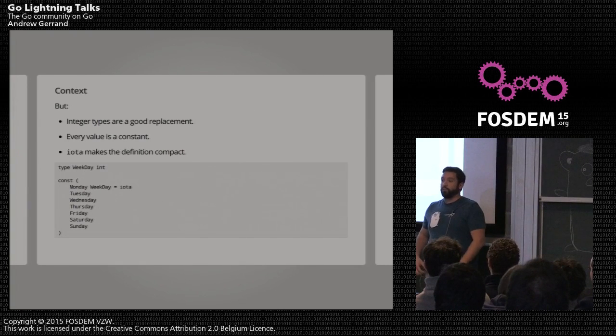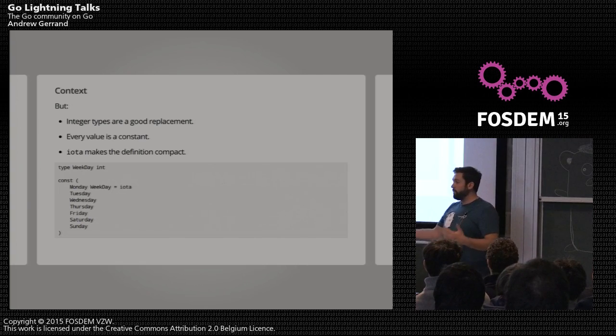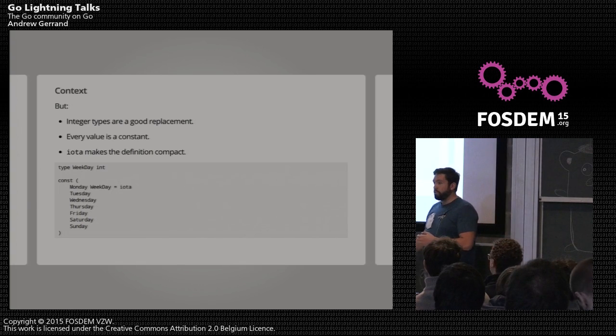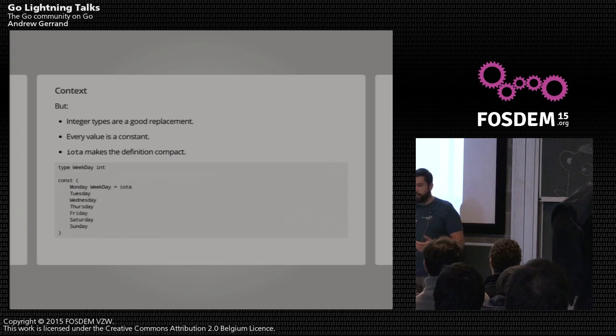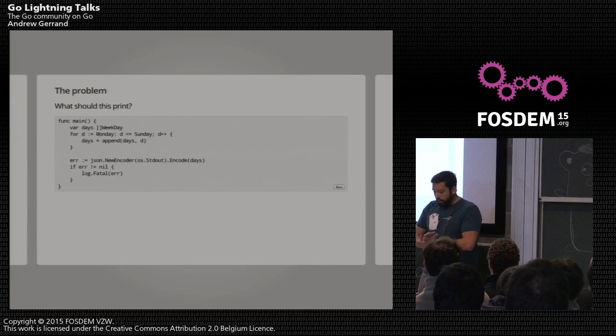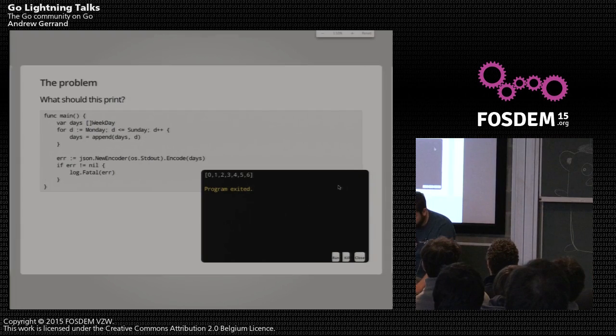integer types, and basically you define a type which is some kind of integer, or bytes, or whatever. And you end up having a series of constants, one for each value that you want to have. And I did this, and I was like, okay, that's cool. Now I want to encode something that has a slice of weekdays, in this case. And I try to print it, and I get this.